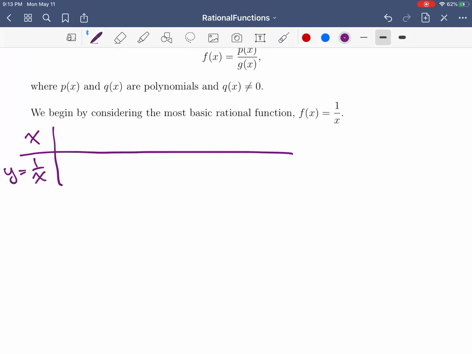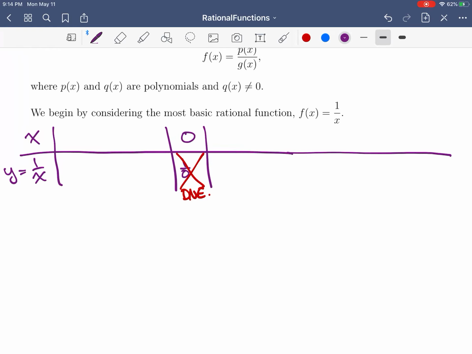I'm going to start in the middle here at 0. So if x is 0, what happens? I get 1 divided by 0, which we all know is bad. Okay, so this does not exist. So something bad happens at 0. Okay, so let's examine some other things.